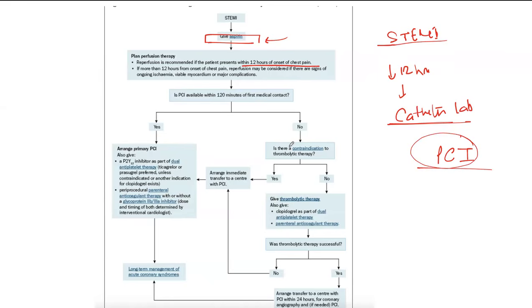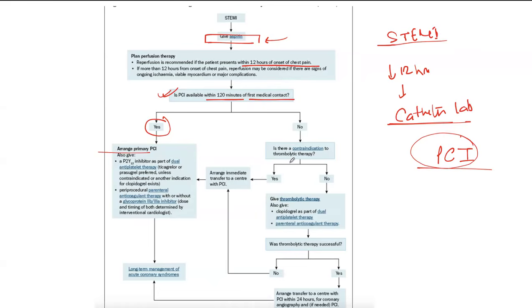Now, the only time we will be able to do the PCI is if we can answer this important question: is PCI available within 120 minutes of first medical contact? From the time your patient enters the hospital, within 120 minutes, will you be able to arrange PCI for the patient? If you can, then you go for PCI. But if you can't, there's going to be delay. Or you are in a rural hospital, and sending the patient to a tertiary hospital will take 4 hours. Then PCI no longer works.